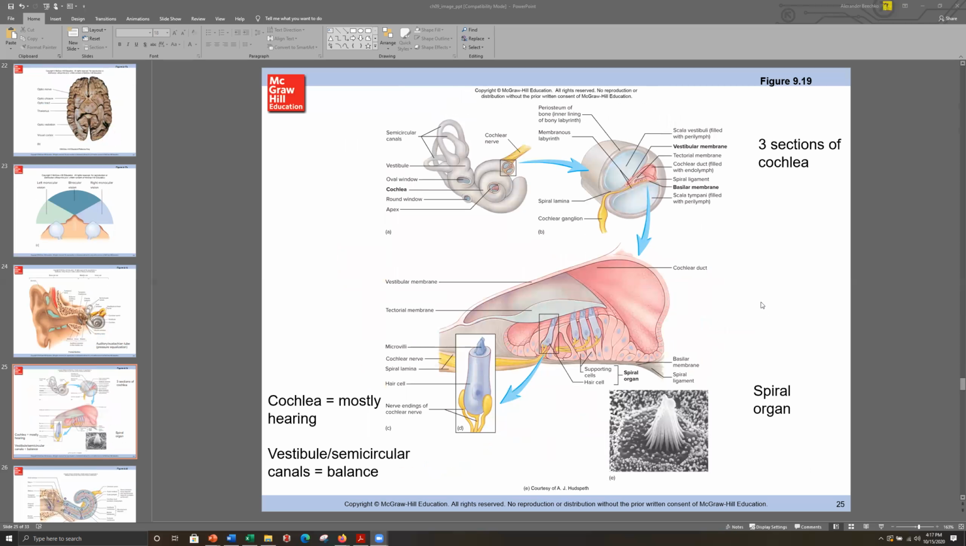Okay, so here we have the sections of our cochlea. The cochlea is what's mostly associated with our sense of hearing, right? And then the vestibules are what we use to kind of coordinate our sense of balance. So we'll get to those structures here in a second. So really, we can summarize hearing as just movement of sound through fluid.